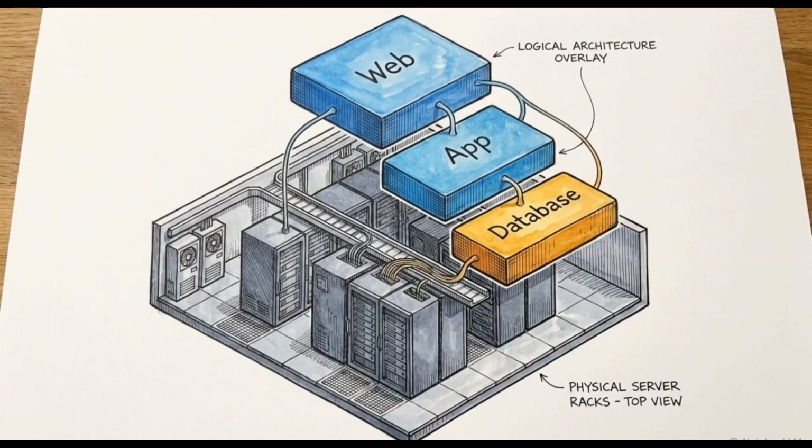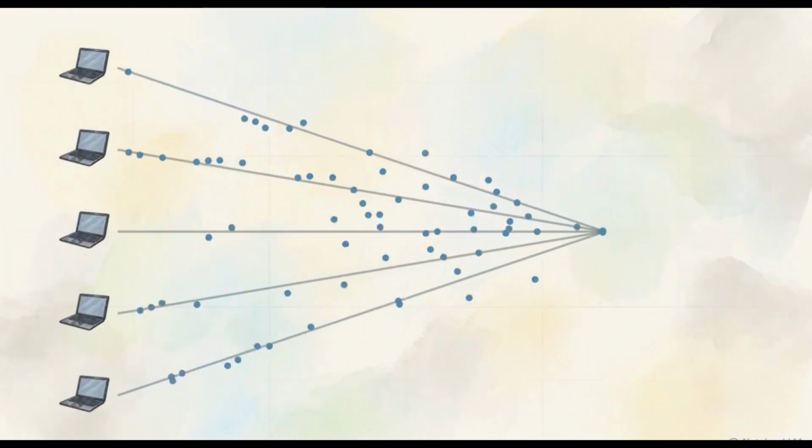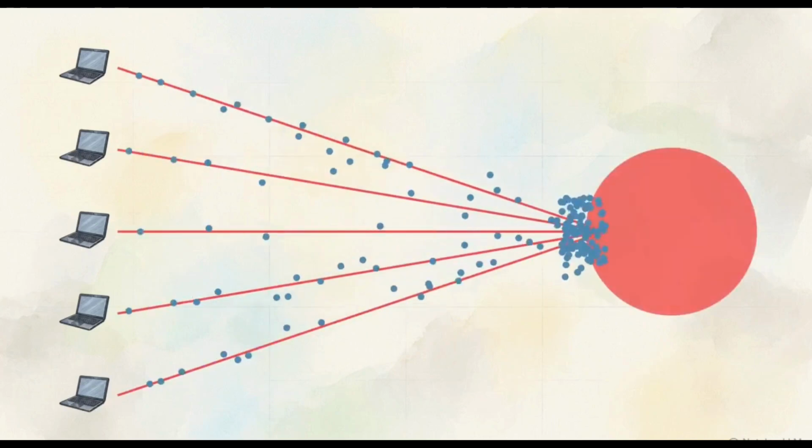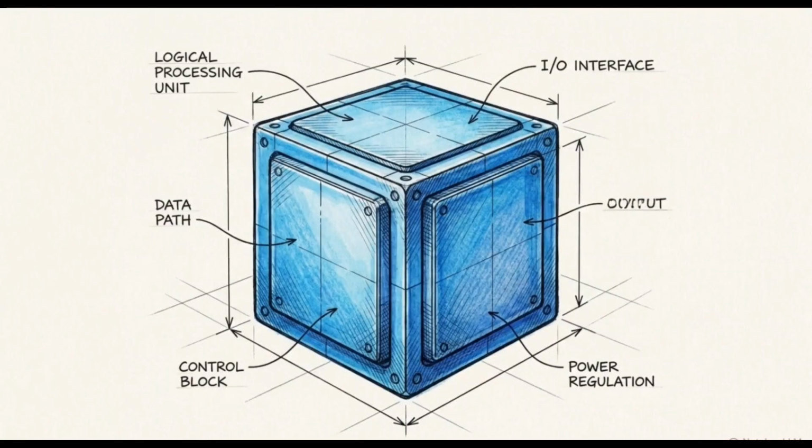But this highly redundant hardware provides only a physical foundation. Without an architectural division of software to organize the incoming traffic, raw physical power is useless. If you deploy a single software process to handle all network tasks, you create an immediate bottleneck. The labor must be divided. The first distinct software layer is the web server.